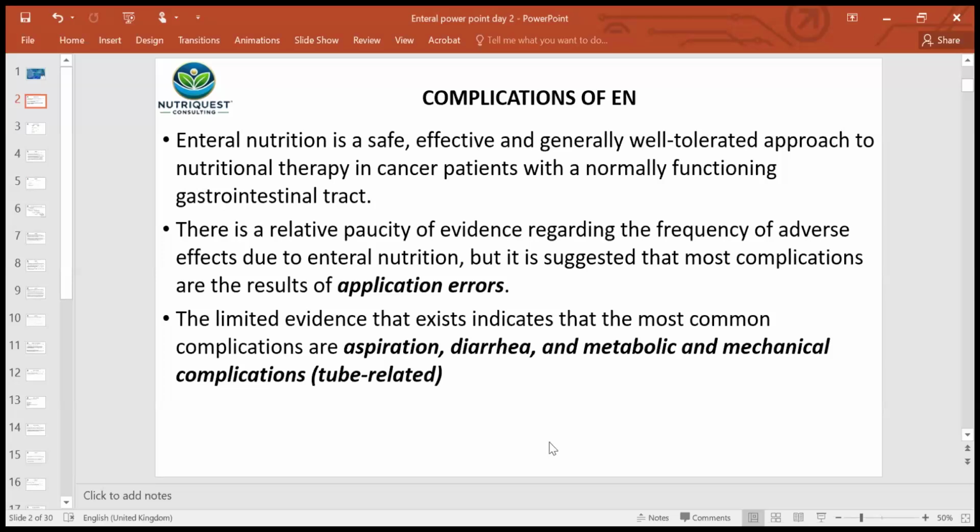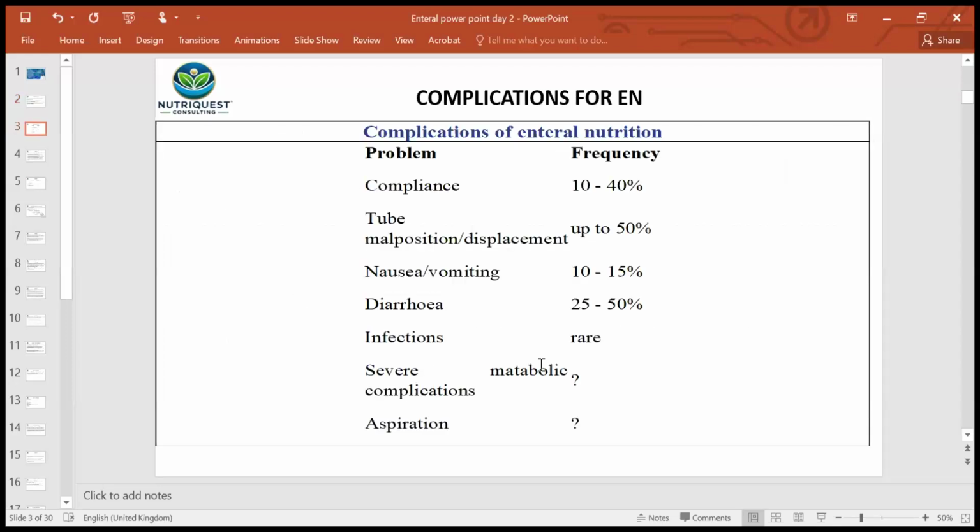So many a time, if you have a patient who is on enteral nutrition, the complication that you will experience most of the time is that they'll complain of aspiration, where the feeds are coming back into the lungs. Diarrhea can be because of intolerance, or in cases where we are not able to administer the feeds correctly, they experience diarrhea. Also, we have what we call metabolic and mechanical complications. I'll tackle all this today so that you're able to get the information.